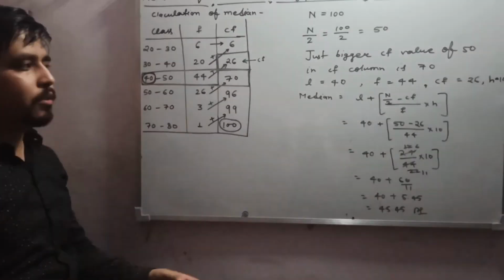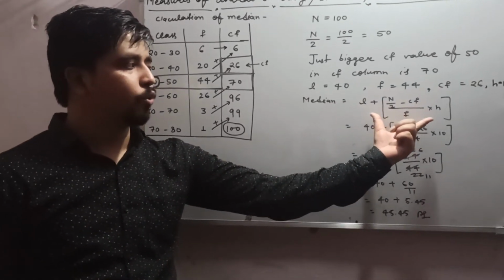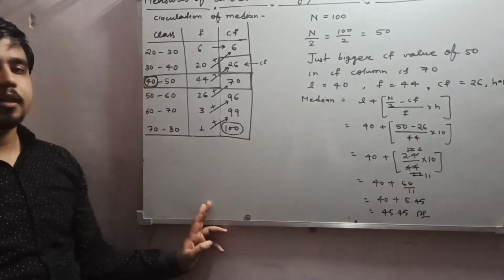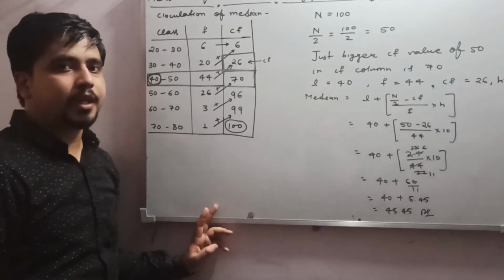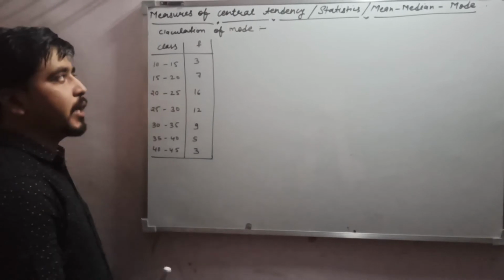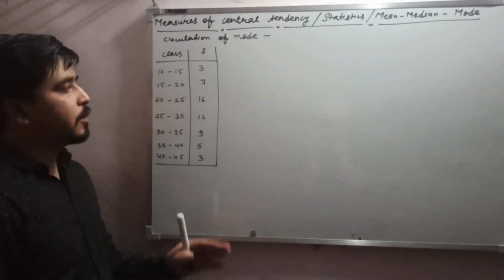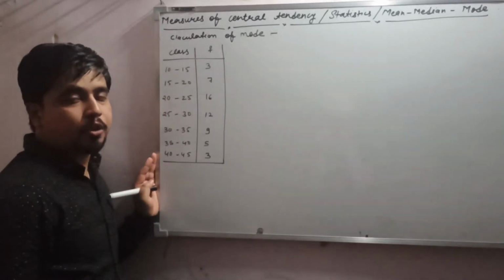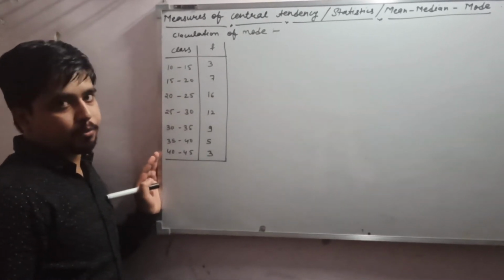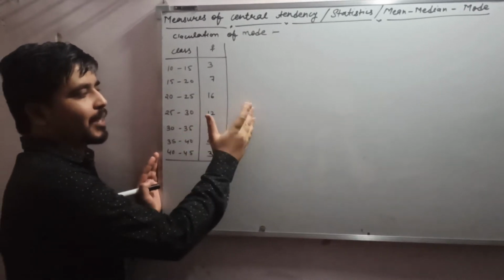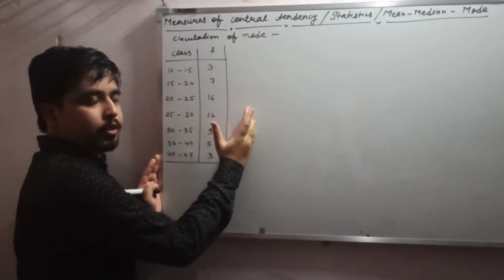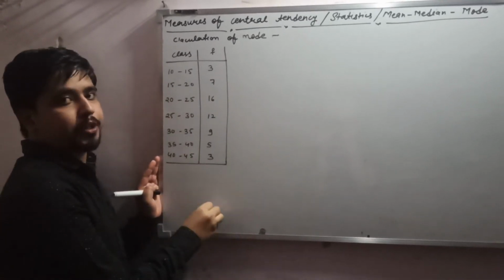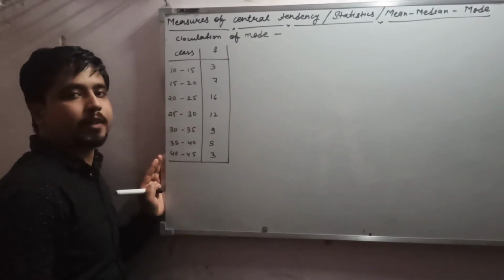In this question we used this formula, so we have to remember this formula for calculating the median. Now pause the video and note it down. Now we are calculating the mode, and for this I have already taken one question. The class interval and f are given. There are some steps for calculating the mode. There is no need to make another column for calculation of mode. This is the question and this is the last table of that question.